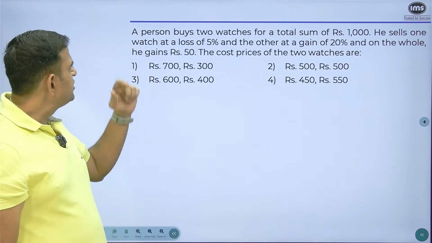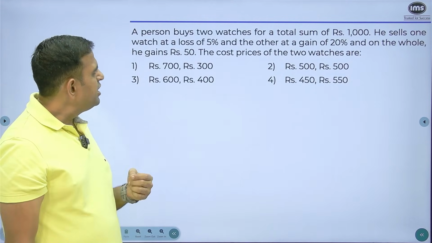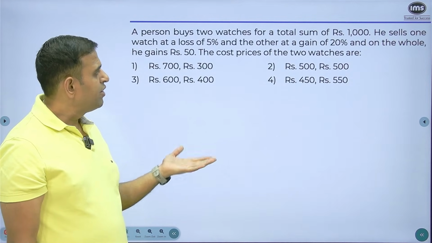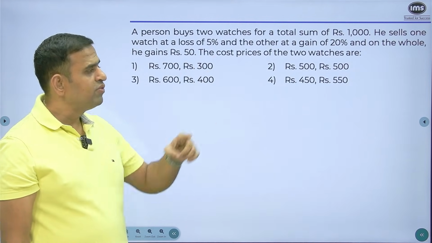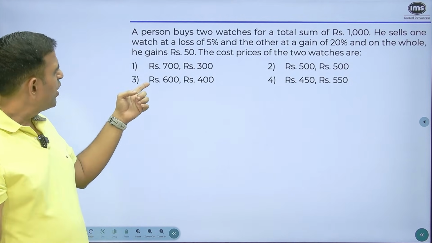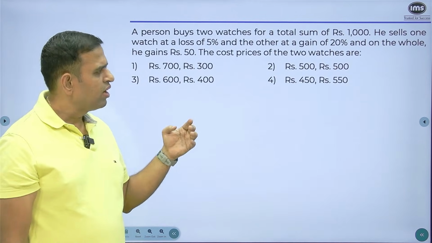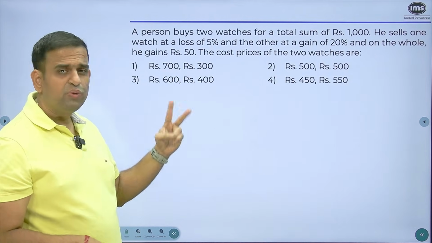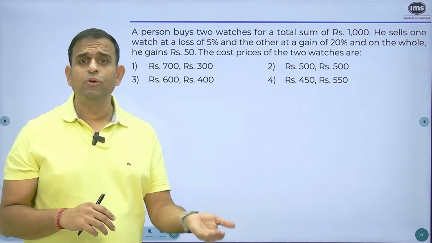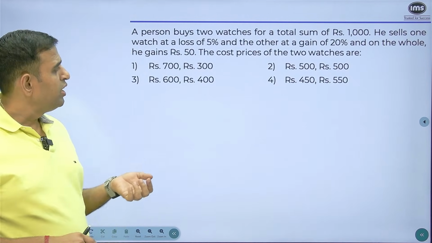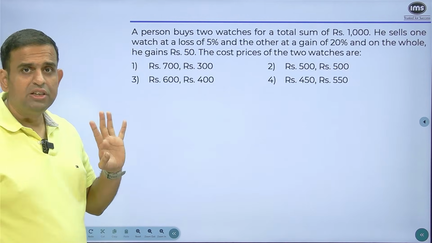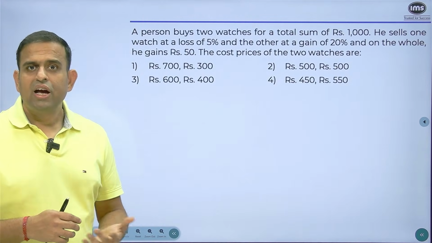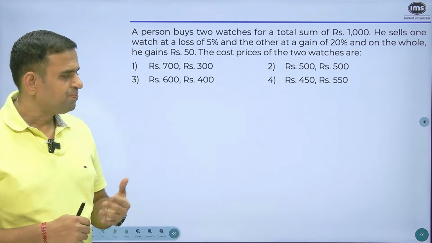If I look at the first condition, the person buys two watches for a total sum of 1000. In this particular context, the option says the CP of the two watches are. If I look at option number 1, 2, 3, 4, unfortunately, the total of the numbers in each of options 1, 2, 3, 4 comes out to be 1000. That means options 1, 2, 3, 4 all satisfy the first condition, that the total value of the two watches adds up to 1000 over here.